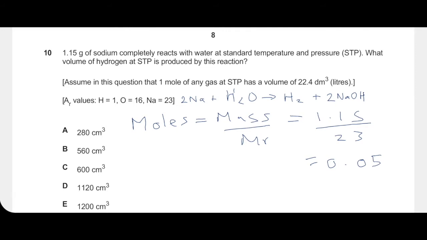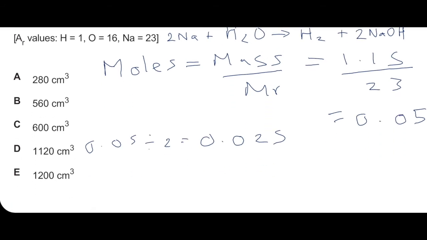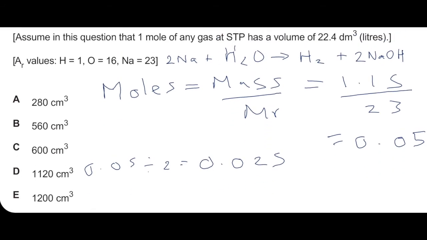Now that we know the moles of sodium, we can now try and figure out how much hydrogen has been produced in moles and then in centimeters cubed. So, for every 2 moles of sodium reacting, 1 mole of hydrogen gas will be produced. So, with this information, we could divide 0.05 by 2 to get our moles of hydrogen gas, which is 0.025. And that is the number of moles of hydrogen gas.